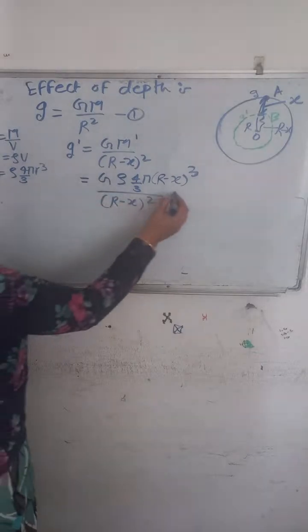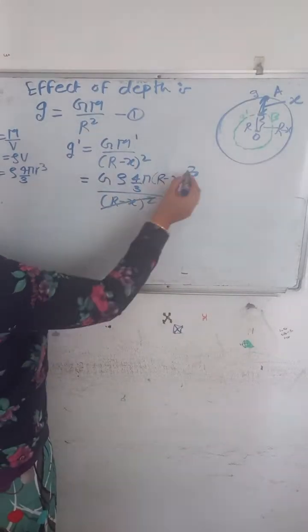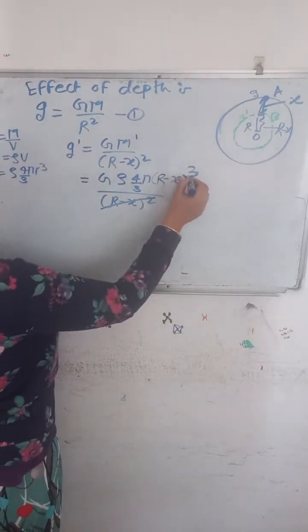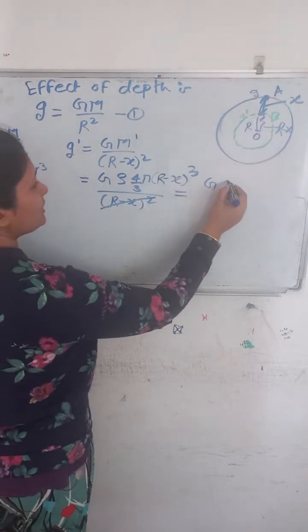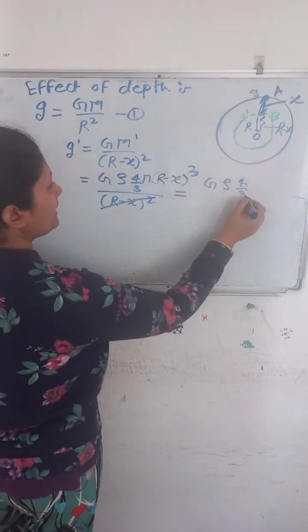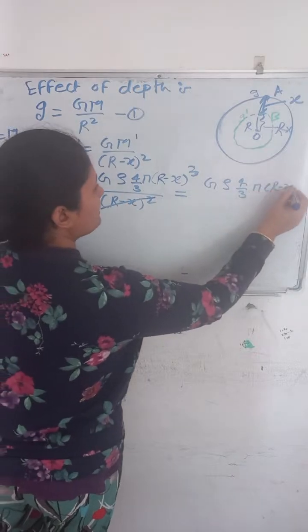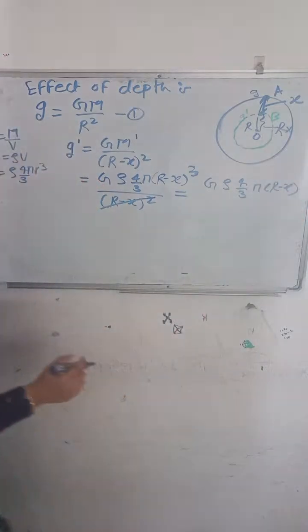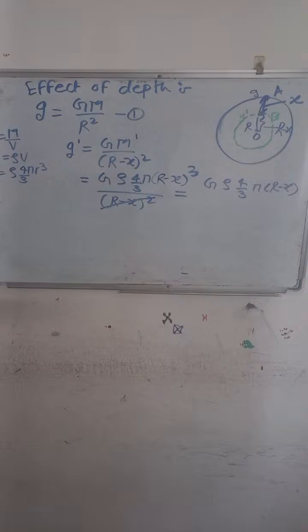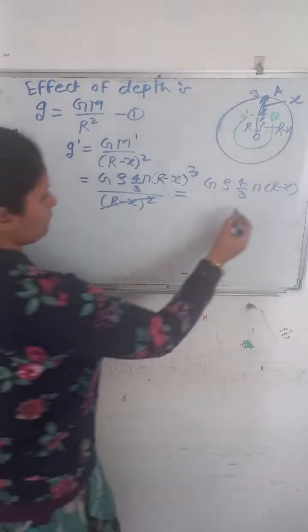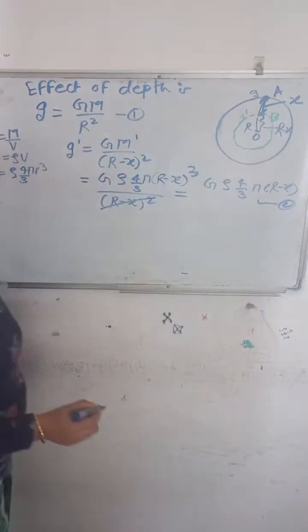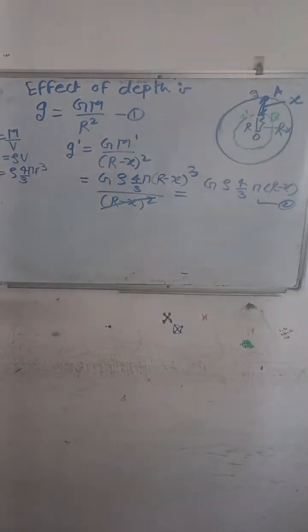Now check here, this square and two out of this cube get cancelled, and you will get g rho 4 by 3 pi (R minus x) raised to 1, because the bracket which was there in the denominator gets cancelled. Now you can take this as equation number 2, and now you can divide equation 2 by 1.